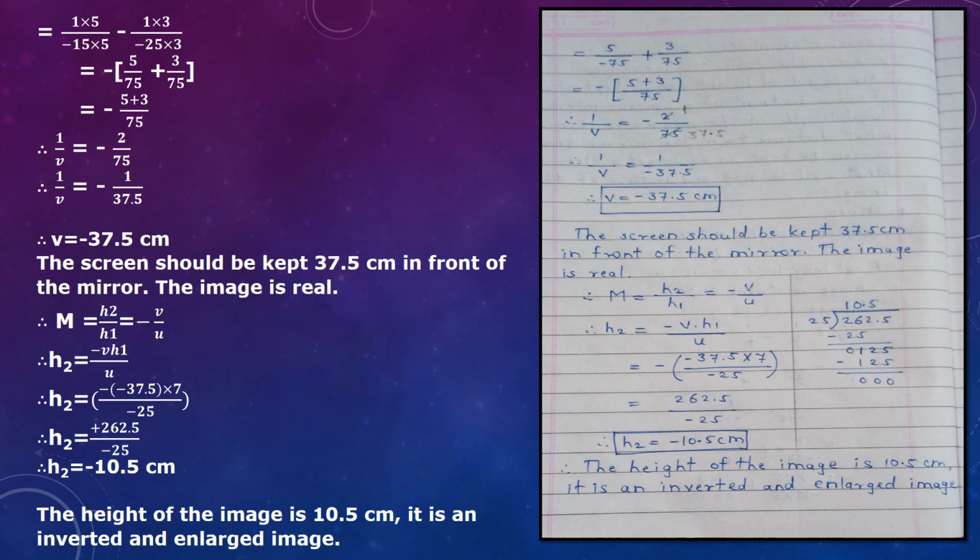So here we got this answer due to the division of 262.5 upon 25. This division you can see on the right hand side, the division method. Okay. So h2, that is image size, will be negative 10.5 centimeter. So here we will write the answer, that is the height of the image is 10.5 centimeter. It is an inverted and enlarged image. Enlarged means very large image.